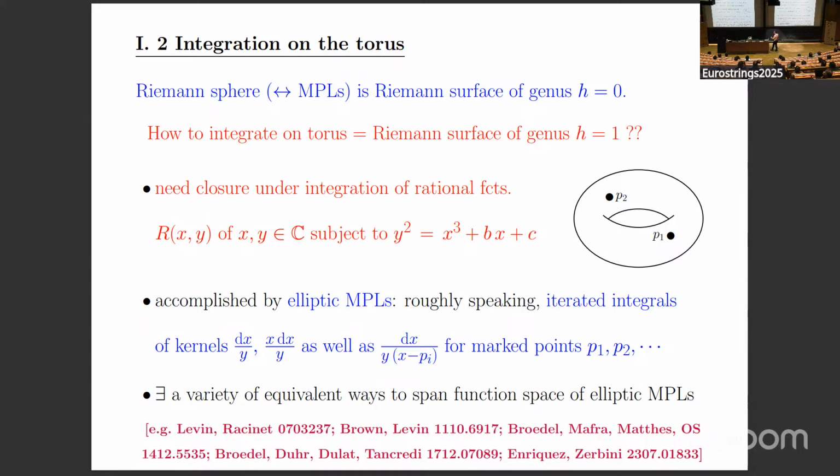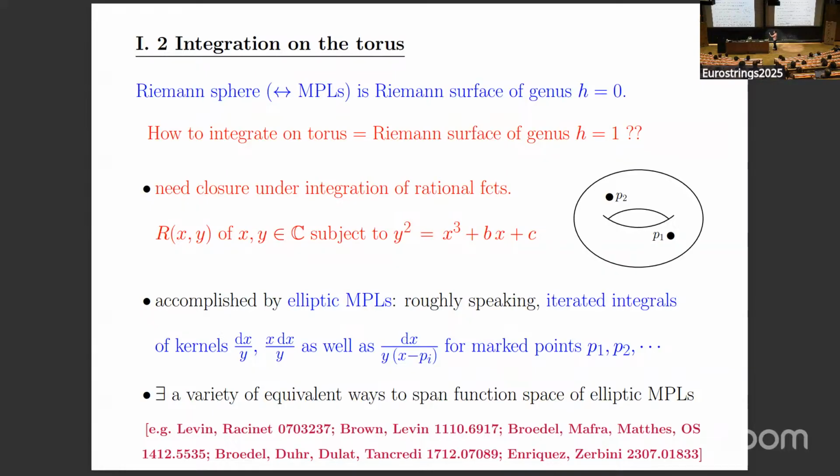So here on the torus, the name of the game is to integrate rational functions in two variables, x and y, subject to this polynomial equation here. That's the hyperelliptic representation of the torus. And one way of proceeding is to change your alphabet of integration kernels. No longer the dx over x minus p only, but also you need square roots. I mean, all these y's downstairs, they are, if you solve this equation, a square root of a degree 3 polynomial.